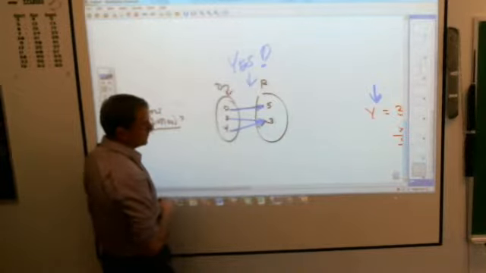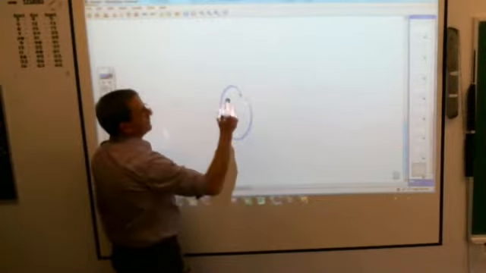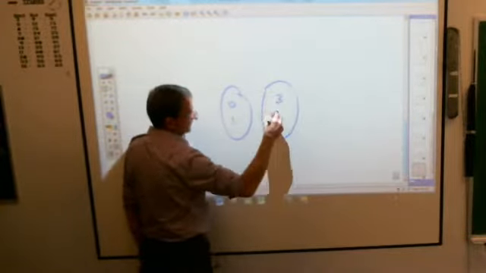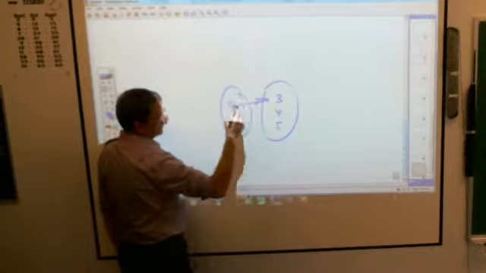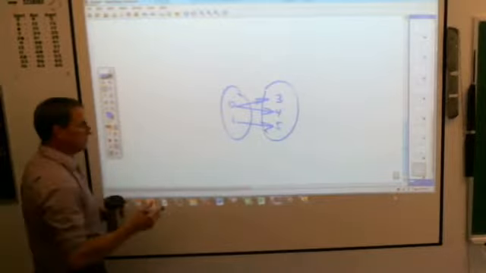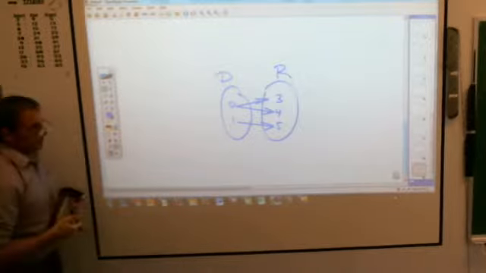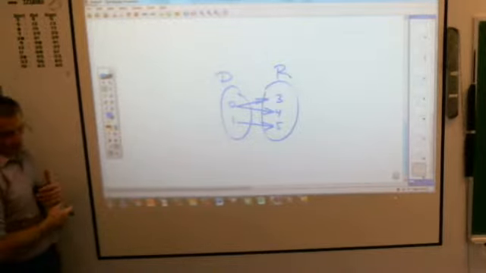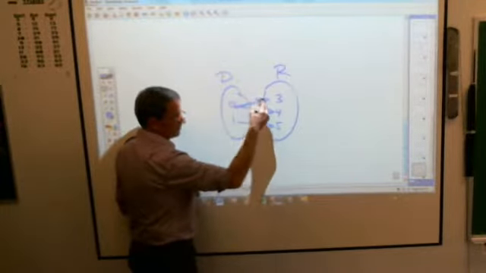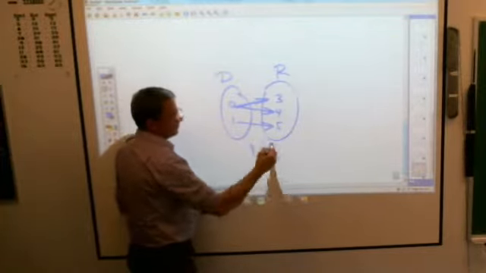Now, let me change it up a little bit here, for those of you that said no. Here is 0 and 1, and here I have 3, 4, and 5. Is this a function? Here's my domain, and here is my range. Is this a function, yes or no? No. Why? Because there is this domain number that has 2 different answers to it. So this is a big fat no.